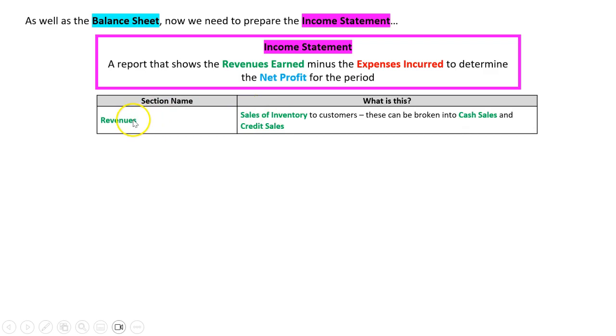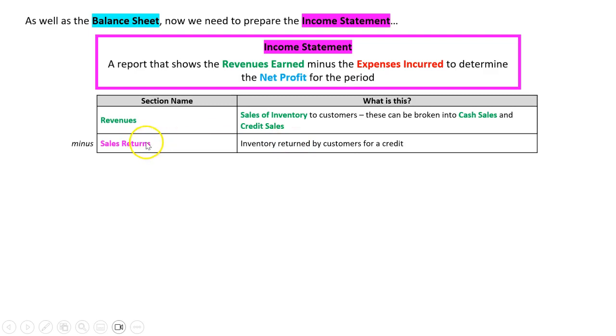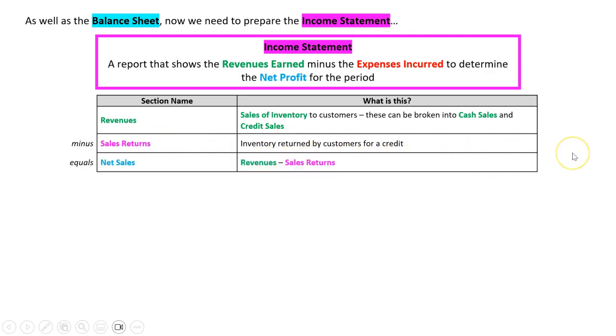We're going to have revenues, and this is the order in which we'll do them. So at the top we'll have revenues, and that'll be our sales of inventory to customers, and we can break those into cash sales and credit sales. We'll minus away any sales returns, so inventory returned by customers for a credit, and that will give us something called net sales, which is just revenues minus sales returns.